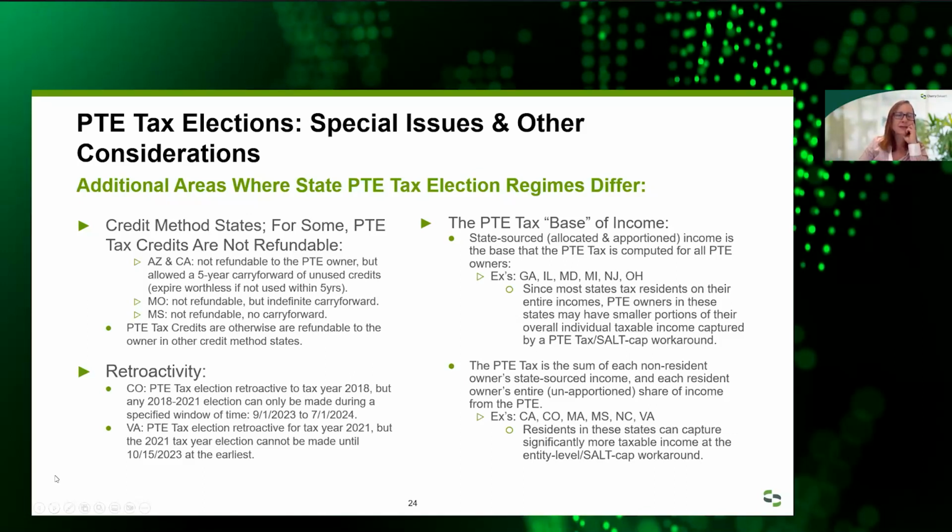Some of the issues to keep in mind with credit states: it may not always be a refundable credit. There are just a few situations out there where it's not. Virginia and Colorado are really the only two states going with retroactivity, and there's still guidance pending. We're still waiting, we just know that they're out there. We'll have a separate webinar about those, since there'll be a lot to talk about.